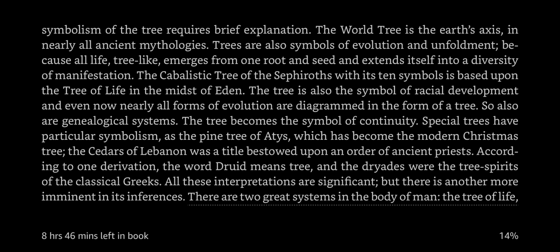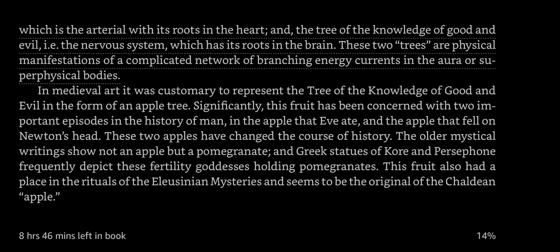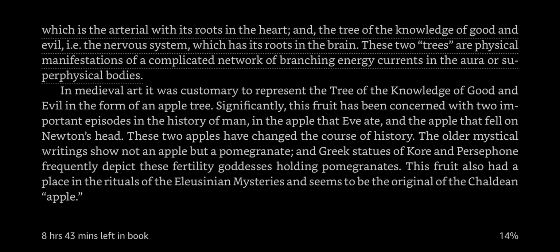All these interpretations are significant, but there is another more imminent in its inferences. There are two great systems in the body of man: the tree of life, which is the arterial, with its roots in the heart, and the tree of knowledge and good and evil, i.e., the nervous system, which has its roots in the brain. These two trees are physical manifestations of a complicated network of branching energy currents in the aura, or superphysical bodies.